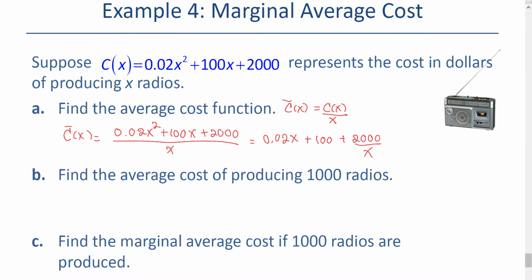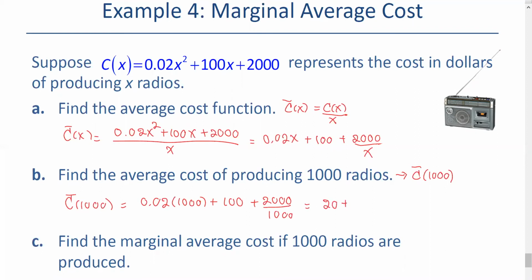In part B, find the average cost of producing 1,000 radios. That means we are going to find C bar at 1,000. So C bar at 1,000 equals 0.02 multiplied by 1,000 plus 100 plus 2,000 divided by 1,000, which gives us 20 plus 100 plus 2, or $122 as the average cost of producing 1,000 radios.